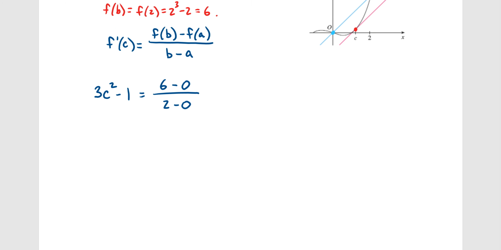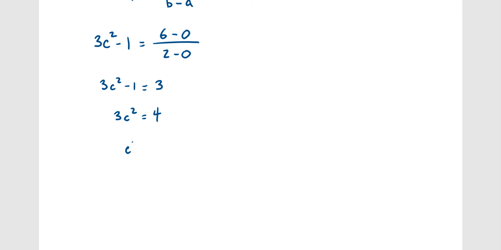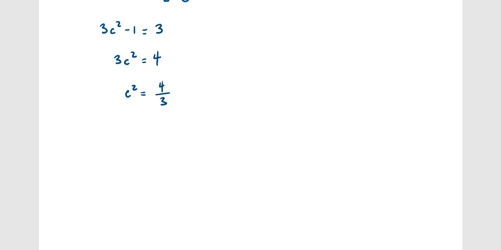And now all we have to do is solve this for c. So it's going to be 3c squared minus 1 equals 6 over 2, which is 3. And now we're going to add 1 to both sides. 3c squared equals 4. Divide both sides by 3. c squared equals 4/3. And now we have to take the square root of both sides. So when we take the square root, we have to remember that we get plus or minus. So plus or minus the square root of 4/3.